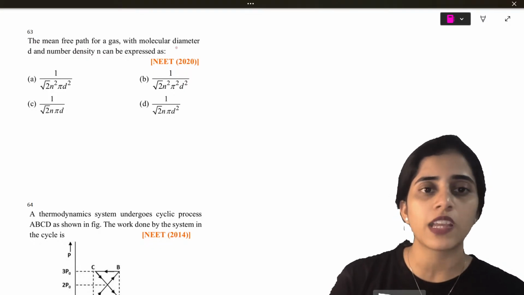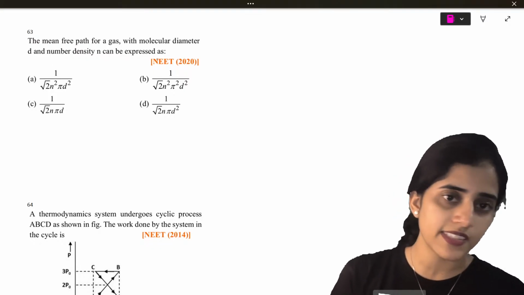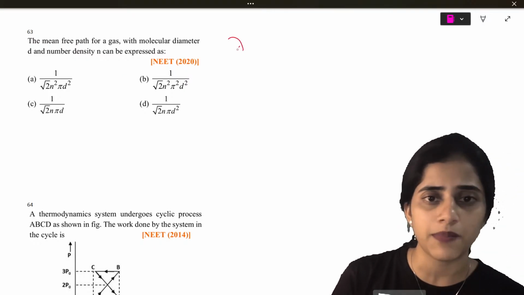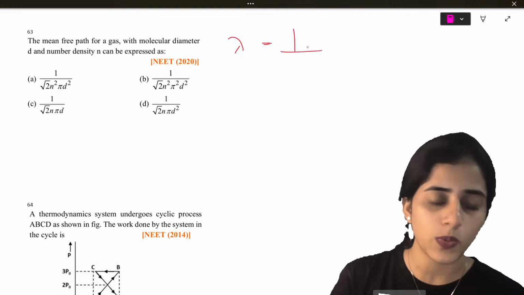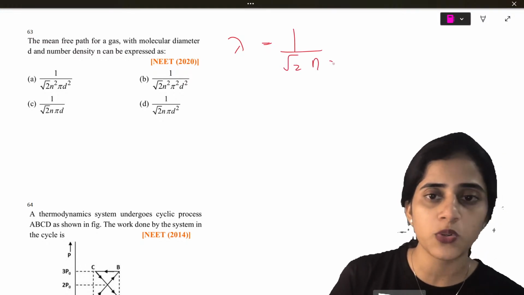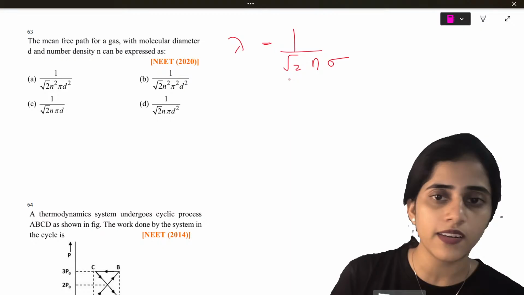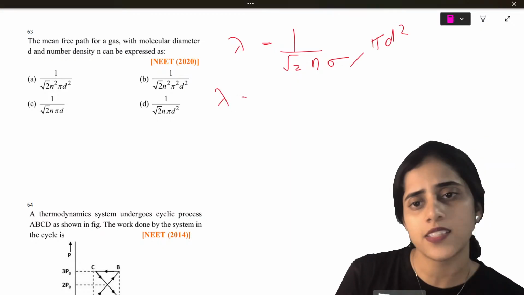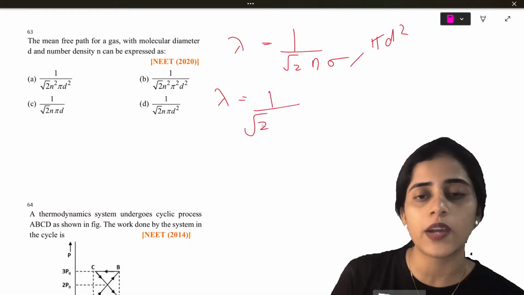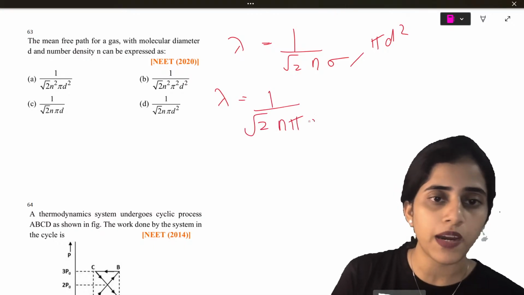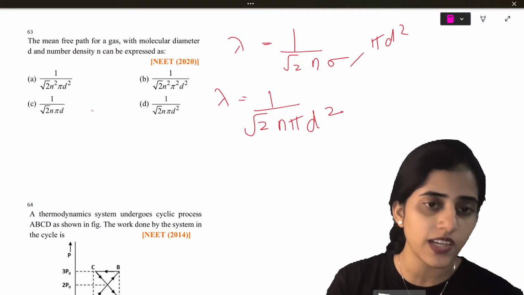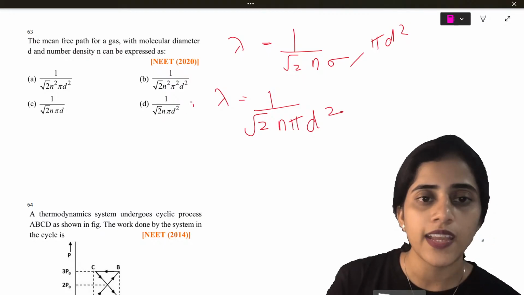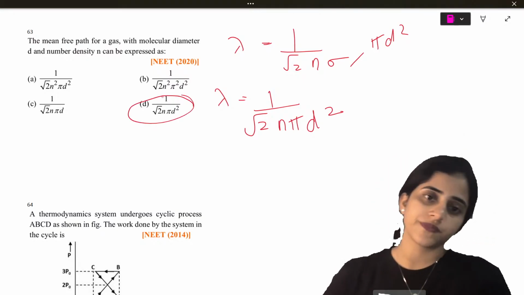The mean free path for a gas with molecular diameter d and number density n can be expressed as? So all of us know the formula. What is the formula? Lambda is equal to 1 by square root of 2 n sigma. Now instead of sigma, I will write it as pi d square. That's all. So lambda is equal to 1 by square root of 2 n pi d square. Do we have an option like that? 1 by square root of 2 n pi d square, option D.